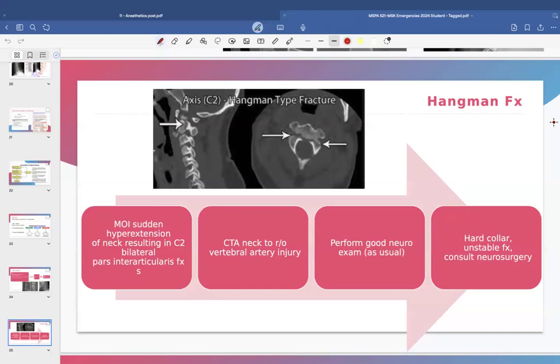Of course, do a good thorough neuro exam. And you are going to keep these guys in a collar likely. Both orthopedic spine and neurosurgeons handle these fractures.